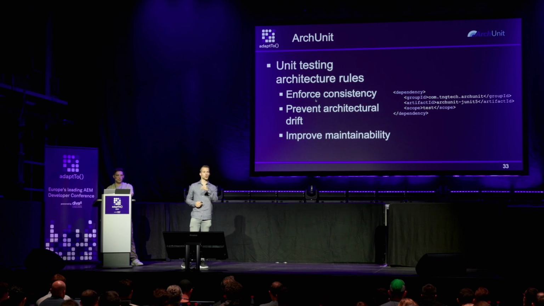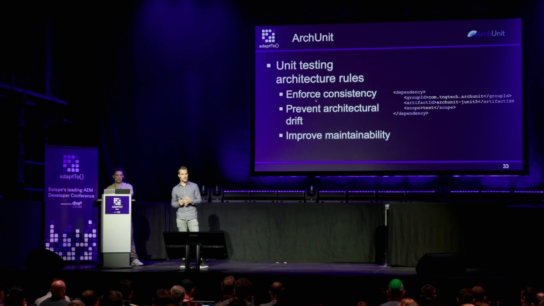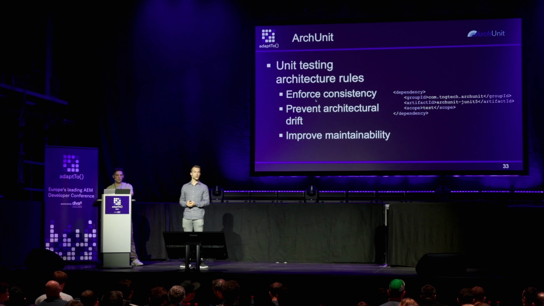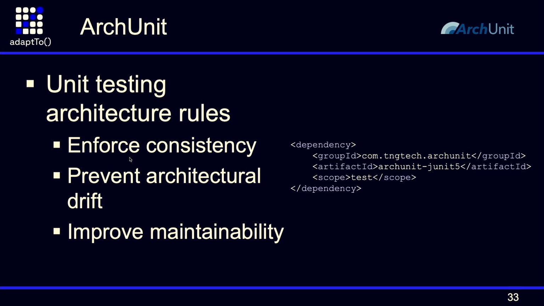We talked about code quality, but one aspect you also take into account is the architectural design of your application. You want to make sure that there is no architectural drift. So that's where we use ArchUnit for. ArchUnit is a tool used for unit testing your architectural rules. It makes sure that you enforce consistency, prevent architectural drift, and improve maintainability.